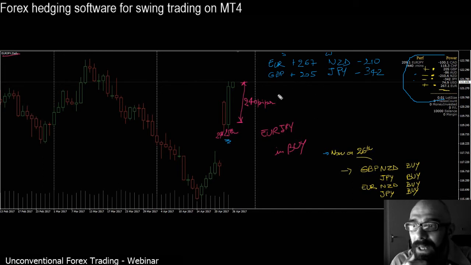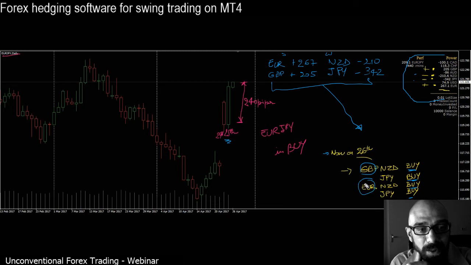What does this mean in this scenario? It means this prediction that, of course, I put in buy: GBP and euro against the weakest, New Zealand dollar and Japanese yen. That's it.